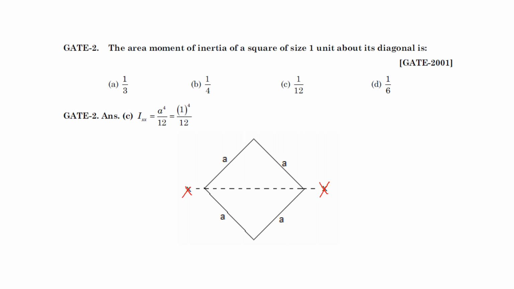About the diagonal, let's say its size is 1. So it's a direct formula. If the size is a, the moment of inertia about x is a to the power 4 by 16. Here a is given as 1. If you put it here, you will get 1 by 12. So the answer is C. We have to know that for any square, the moment of inertia about the diagonal is a to the power 4 by 12.